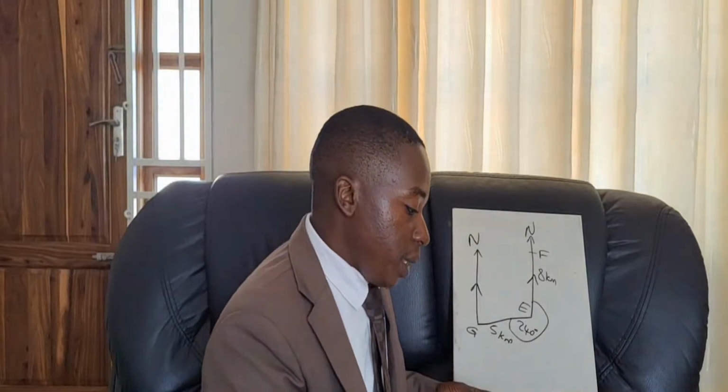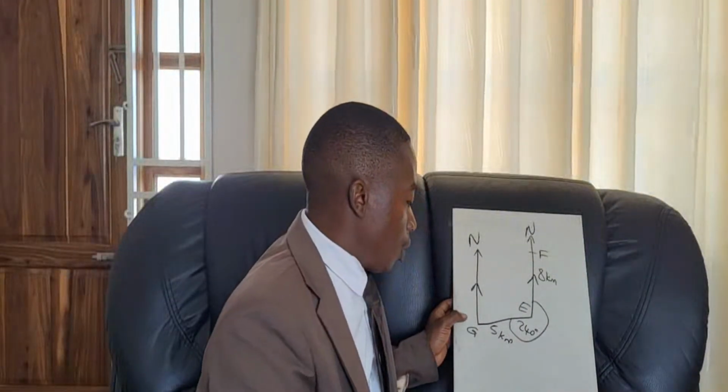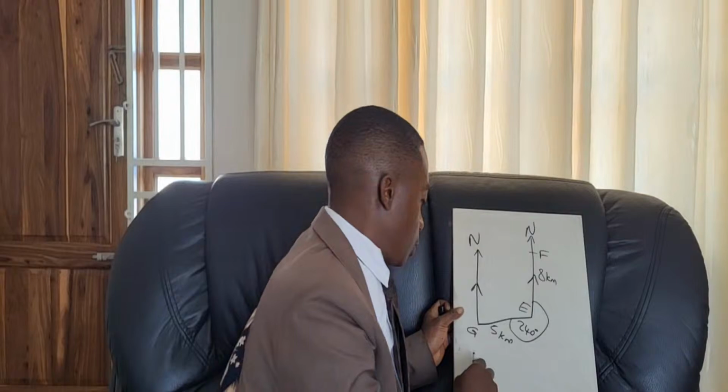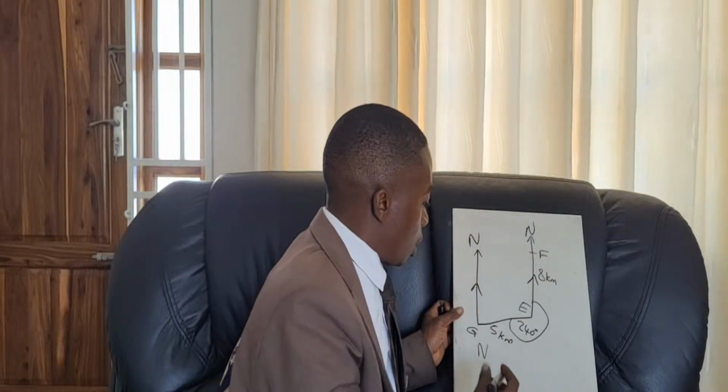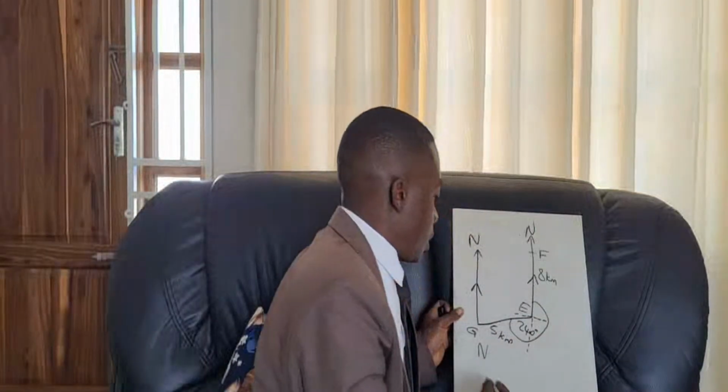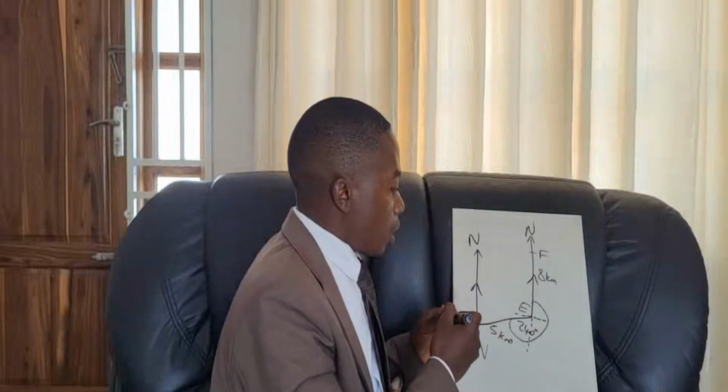In the diagram above, school F is 8 kilometers from school E. School G is 5 kilometers from school E on a bearing of 240. Find the bearing of E from G. The bearing of E from G. Also, the direction is north.